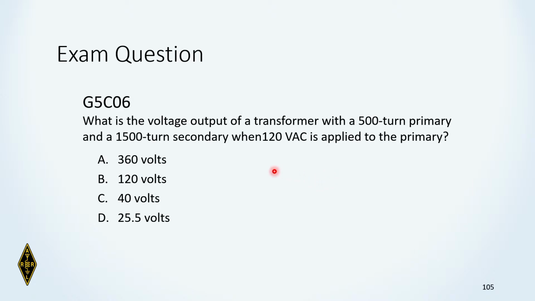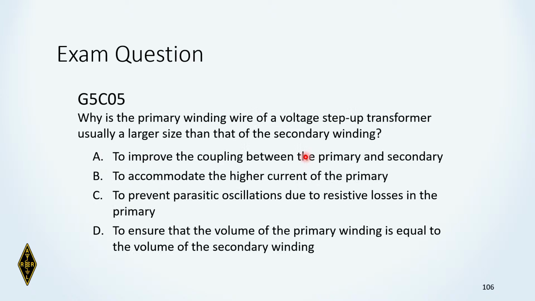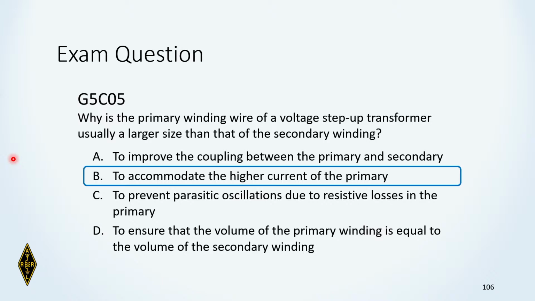What is the voltage output of a transformer with a 500 turn primary and a 1500 turn secondary when 120 volts AC is applied to the primary? 360. Yeah, that's our 360. Alpha. Why is the primary wire of a voltage step-up transformer usually larger in size than that of the secondary winding? Beta. Yep, Beta, exactly.